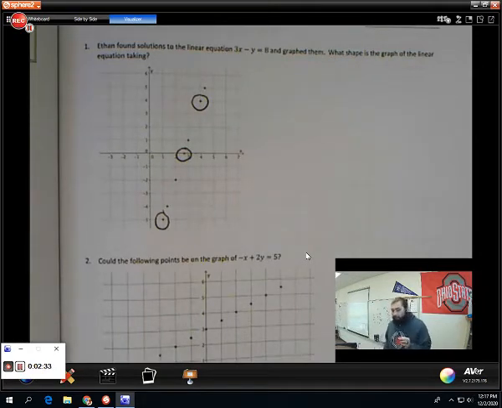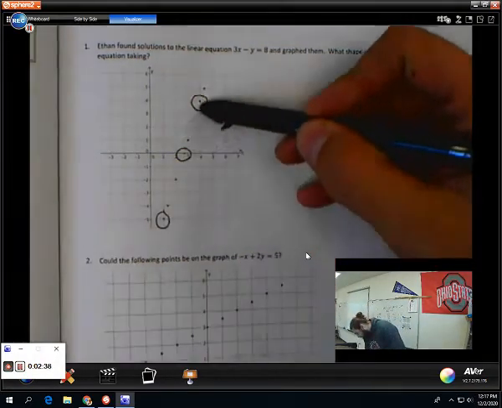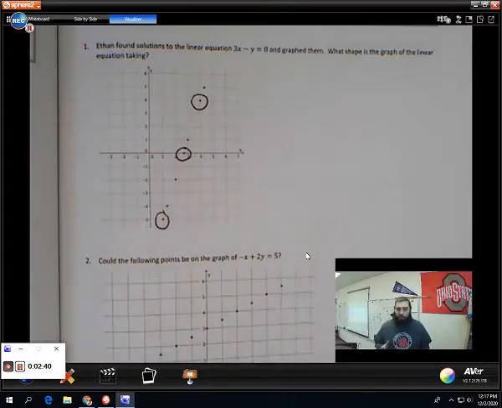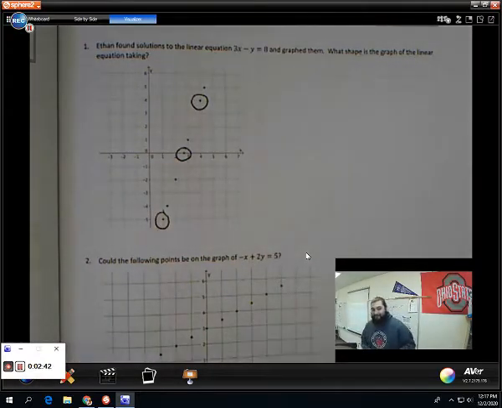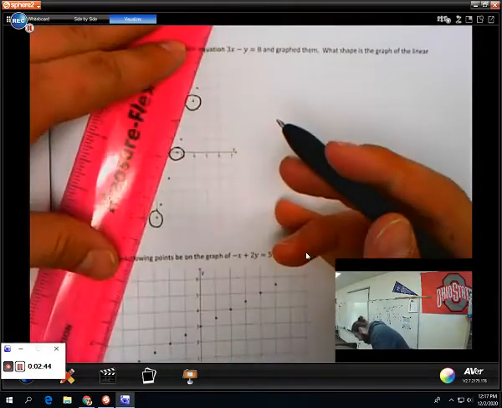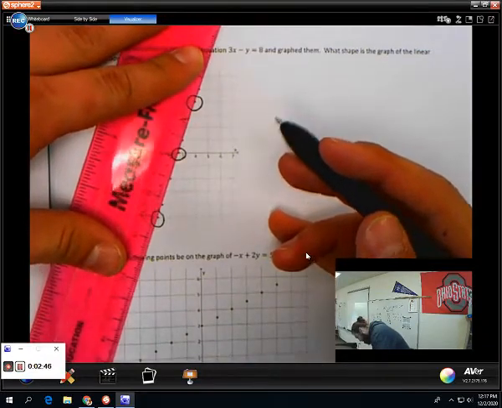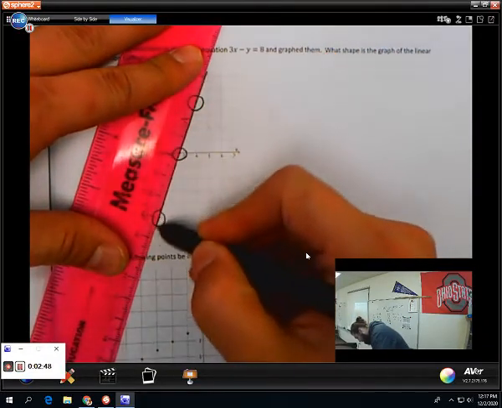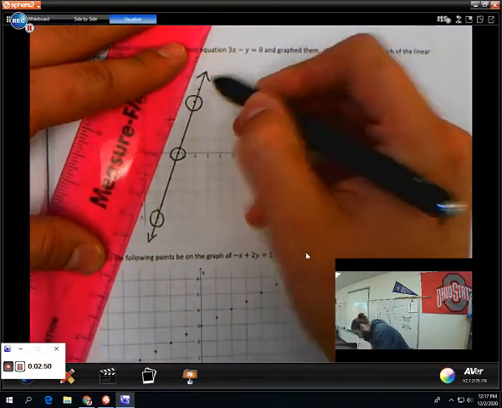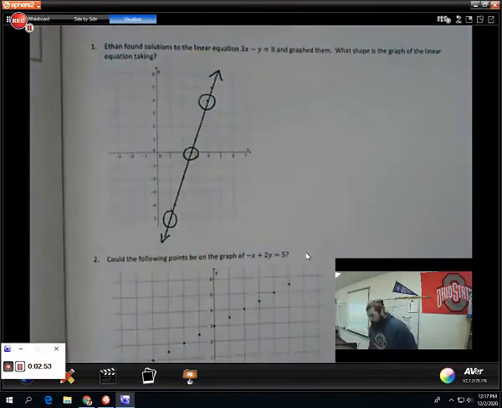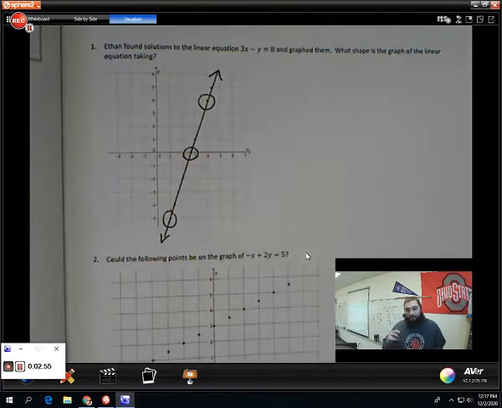The question is, what is the shape of the graph? And so as we go from here all the way up to here, we should be able to very clearly see that this is creating a line. Okay? As we go from point to point, here to here, we should see very clearly that we are creating a line. And that should make sense.